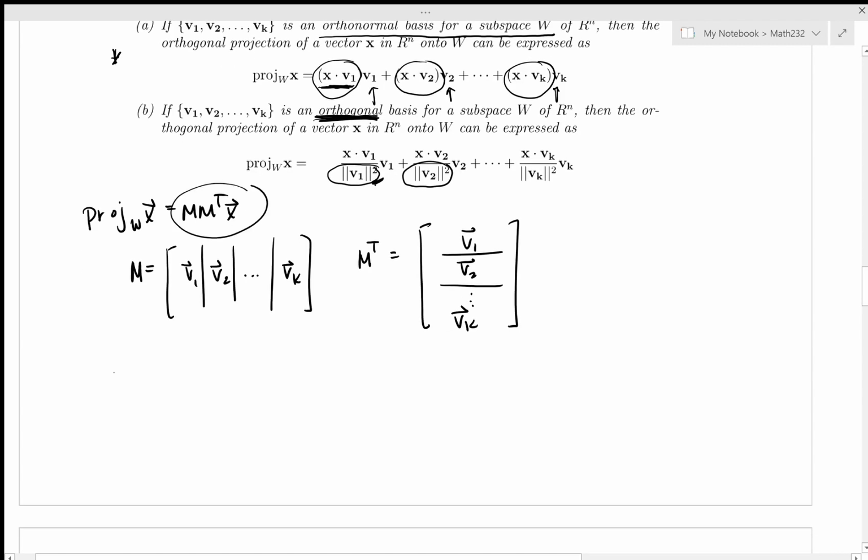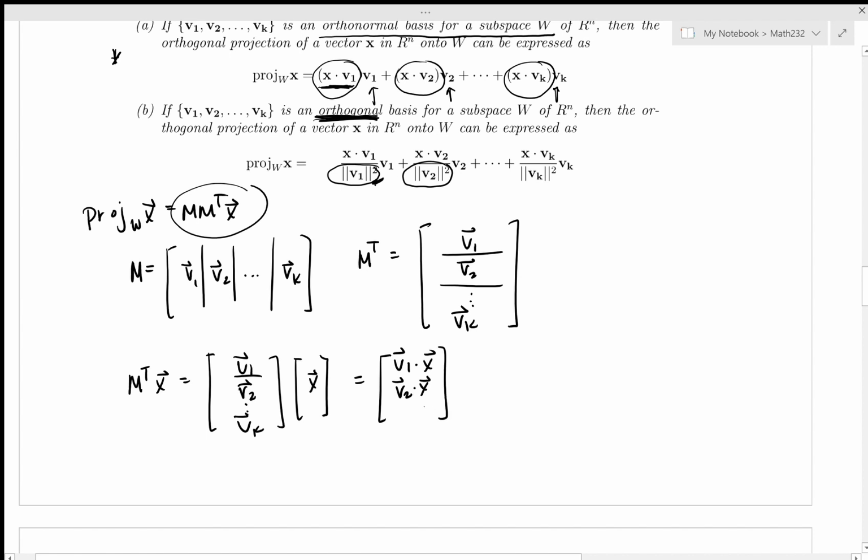Okay, and then we can do this multiplication. Let us first take M transpose and multiply it by x. That's going to look like this: M transpose, with rows v1, v2, down to vk, multiplied by x. And that then will be v1 dot x, the dot product of v1 and x, then v2 dot x, and so on, all the way down to vk dot x. Order does not matter in the dot product, so I could write this as x dot v1, x dot v2, down to x dot vk.